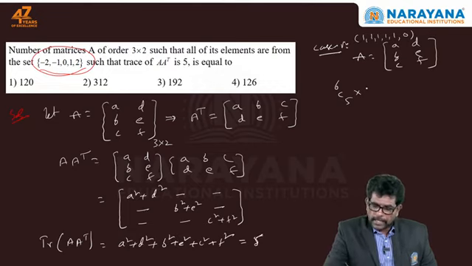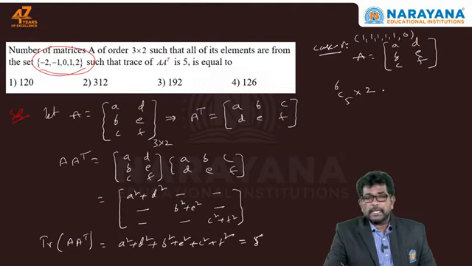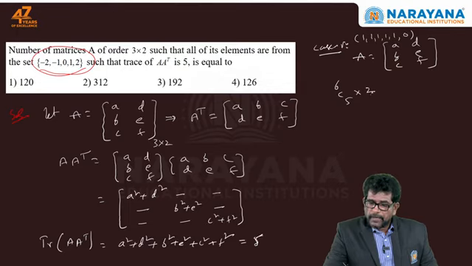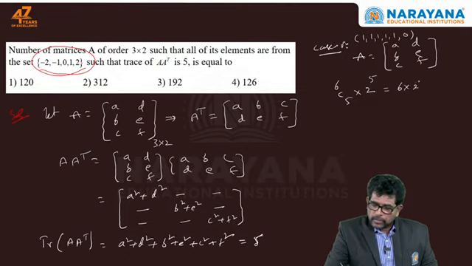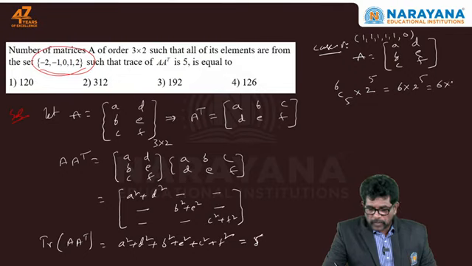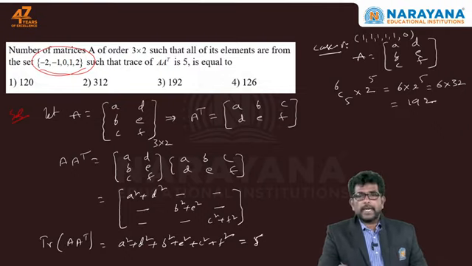That is, each can be done in 2 ways, so every selected position can be filled in 2 ways. That is, it can be done in 2 to the power of 5 ways. This is equal to 6 into 2 to the power of 5, where 2 to the power of 5 is 32. This is equal to 192. In this case, 192 matrices.